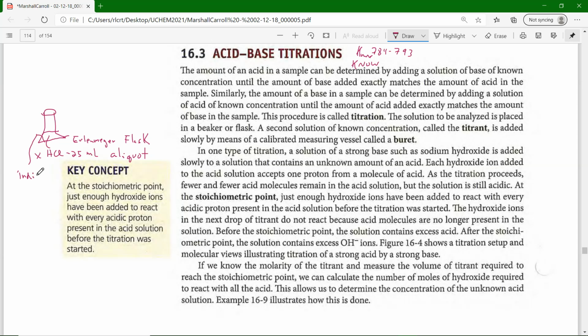Another thing we're going to have to drip in here is an indicator, so we know when the endpoint occurs. When the endpoint occurs, the indicator changes color. It's often very close to the equivalence point, where the number of moles of base delivered to the acid in the Erlenmeyer flask equals the number of moles of acid originally present. That's called the equivalence point. So I'm just doing a bit of vocabulary here.